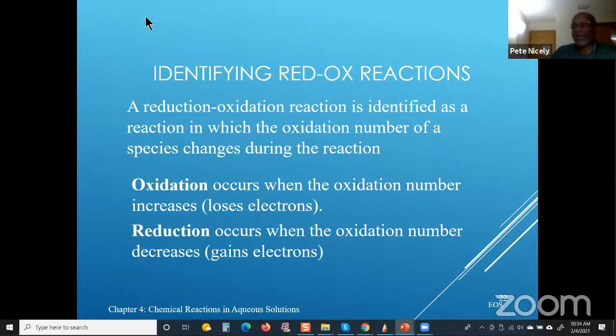There's a mnemonic that some people find helpful for remembering this, and that is OIL RIG. This stands for oxidation involves loss of electrons, reduction involves gain of electrons. So hopefully this will help you to remember the difference between oxidation and reduction.